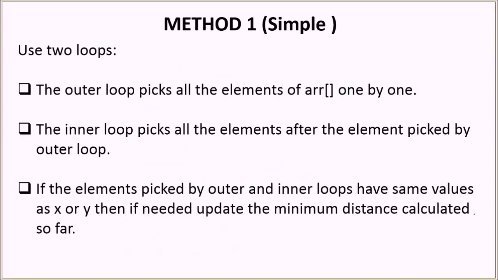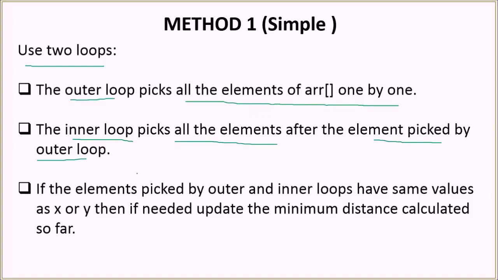So the naive and brute force solution would be the use of two loops. So we'll have one outer loop and one inner loop. The outer loop will pick all the elements in the array one by one. The inner loop will pick all the elements after the element picked by the outer loop. So we are just having the two loops. And if the elements picked by the outer loop and the inner loop have the same values as x or y, then if needed, we update the minimum distance.